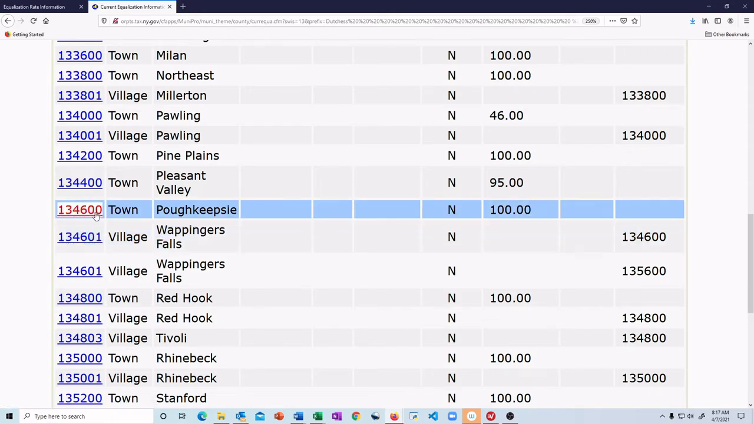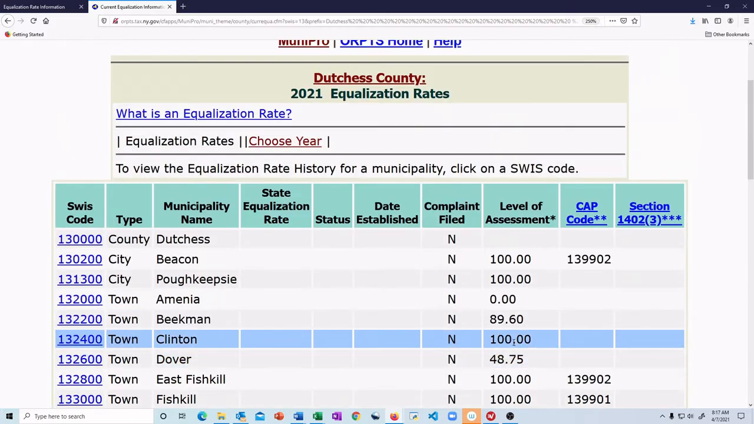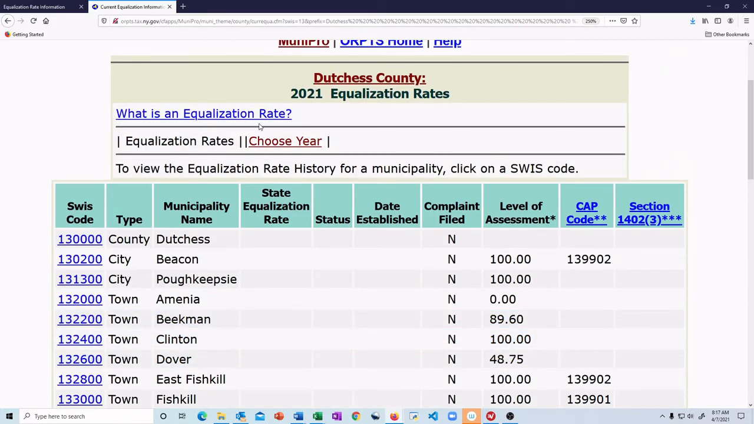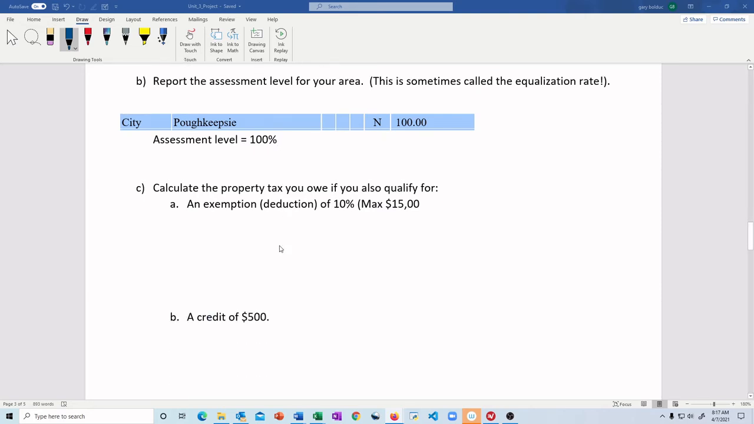So if I'm in Wappingers Falls, I see 01. Oh, that means it's town of Poughkeepsie. Okay, so you got these assessment levels in Dutchess County. If you're in New York State, you can go look at those as well. Anywhere else in New York State, you could find the assessment level. But I just looked it up. It's 100%. Boom. So then we just get to the property tax step.